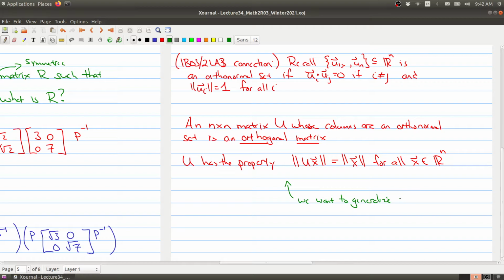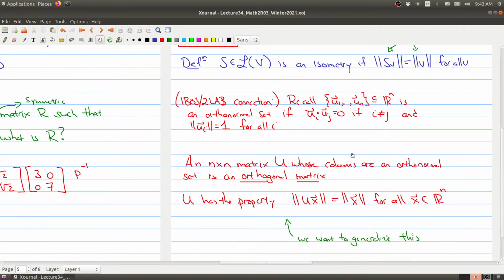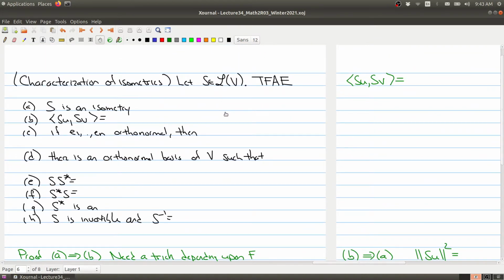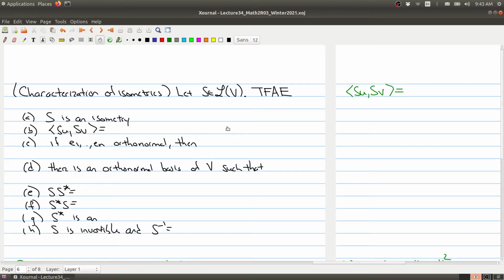So this is actually the property that we are going to try to generalize. If you want to think of something concrete when we're talking about an isometry, think of a matrix whose columns are an orthonormal set.